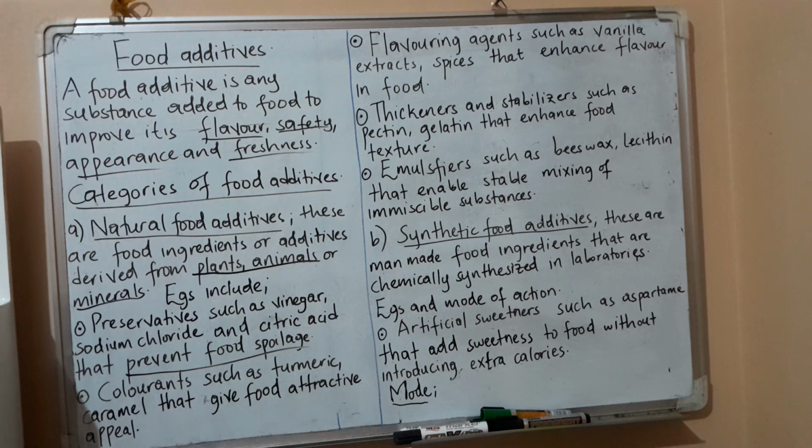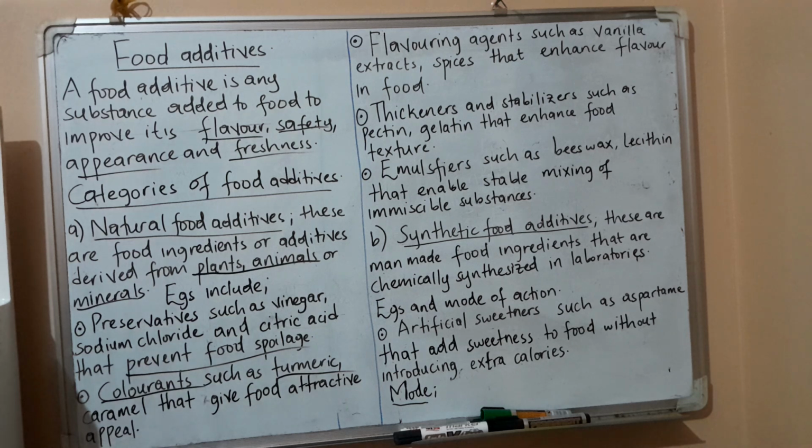So we also have colorants, which are natural. By the way, there are also colorants that are artificial, as we are going to see. We have colorants such as turmeric, caramel. For them, colorants, they just give food a nice appeal, an attractive appeal. So these are the colorants that are natural.